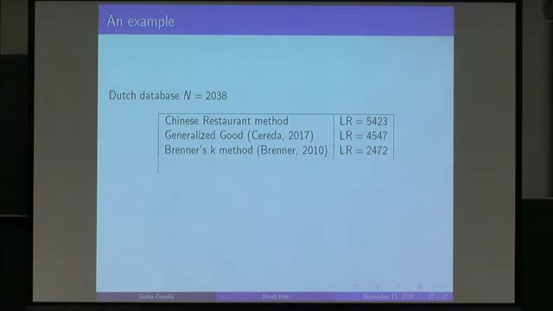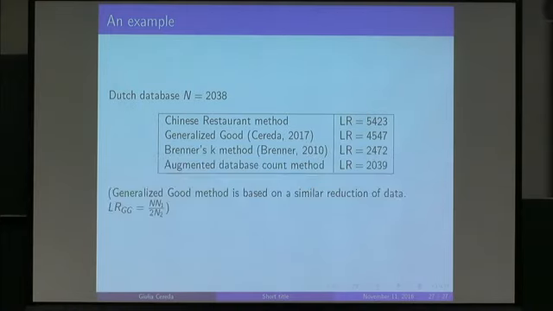Then if you look at the Brenner method and the augmented database count method, they are less than half. And I would say that actually this is kind of based on nothing. It's not clear, because I couldn't manage to understand what it's based on by reading the paper. And for these two, at least, I know the logic behind it.